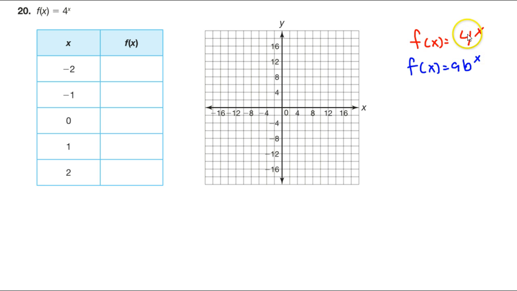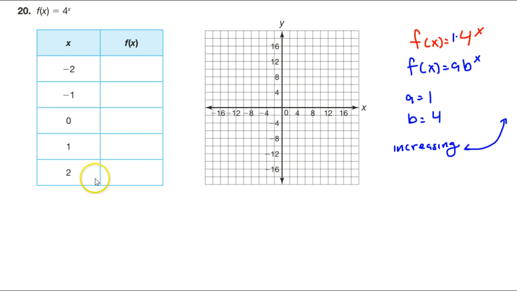This x is an x, and this b would be our value of 4, and right in front we have times 1. So if we were to write these down, we have that a is equal to 1 and b is equal to 4. Well, our rule said that if b is greater than 1, we automatically know that this thing is increasing. So we are increasing. It's an increasing function, which means it's going to look something like that, exponential function.